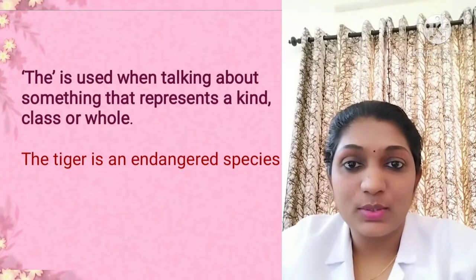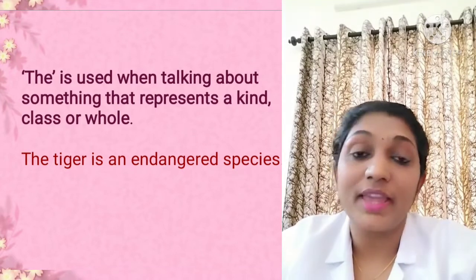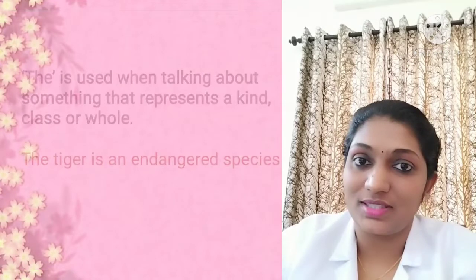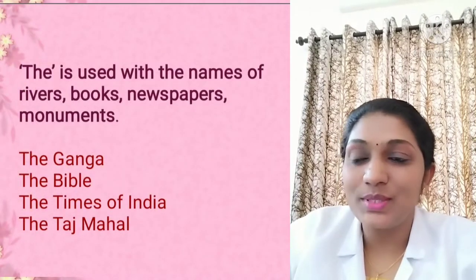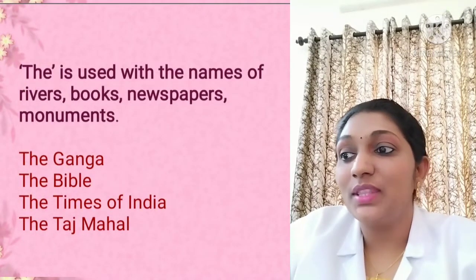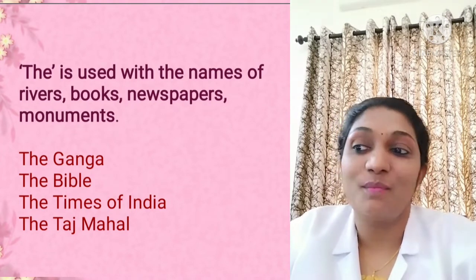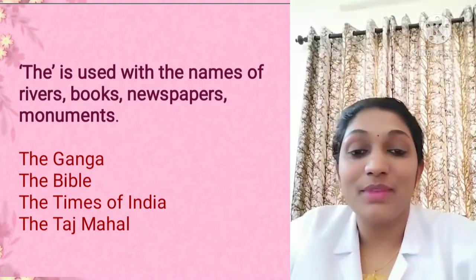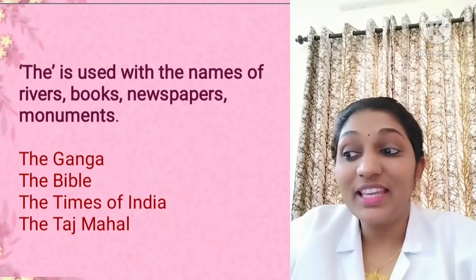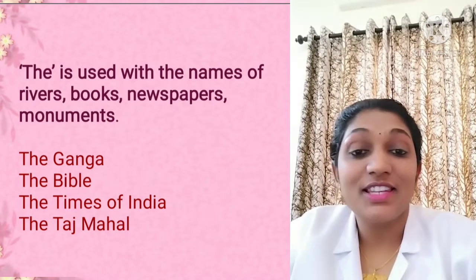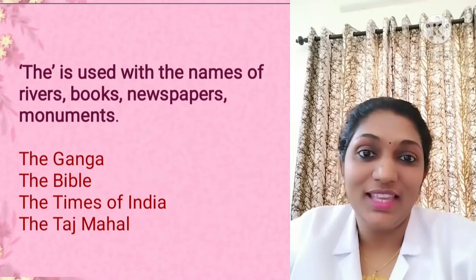That is why we are using the tiger. The tiger is an endangered species. Now the next use, the is used with the names of rivers, books, newspapers and monuments. For example, examples are given there. The Ganga is the name of a river. So we are using the Ganga.